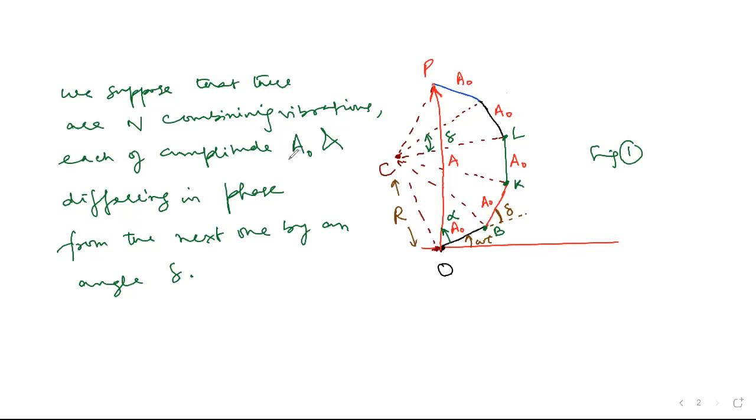As you know, we are discussing it. Now you have to assume that these are N vibrations or N SHMs, right? So you have to imagine that there are N number of these rotating vectors, each of length A naught, right? We have shown 5 in the figure. Now, there is another thing. All of these have the same amplitude A naught, so the length of the rotating vector is A naught.